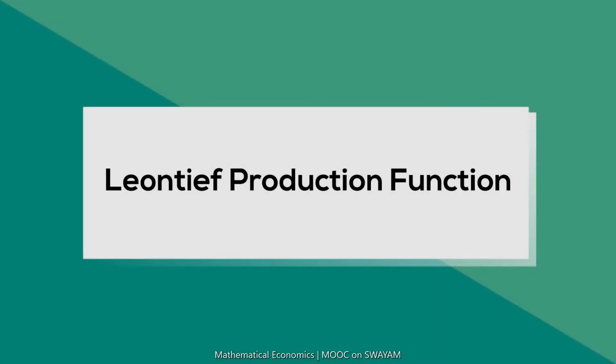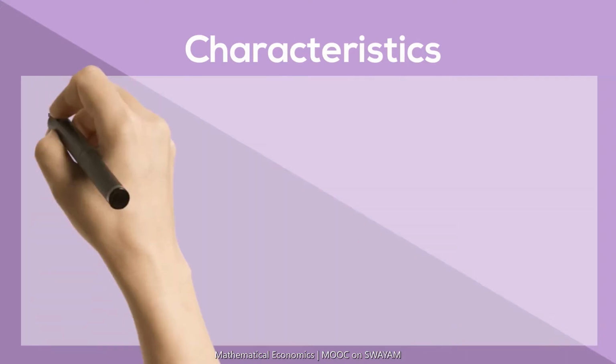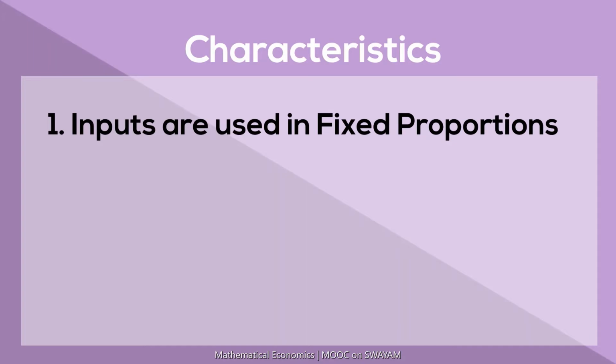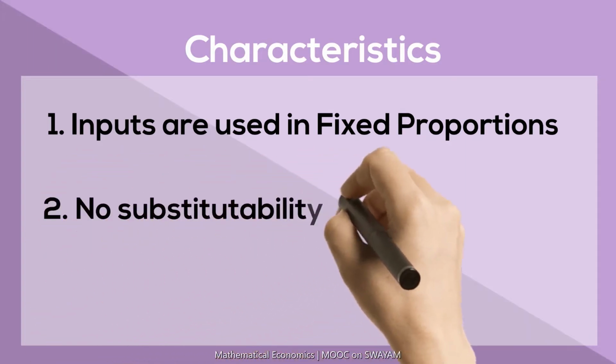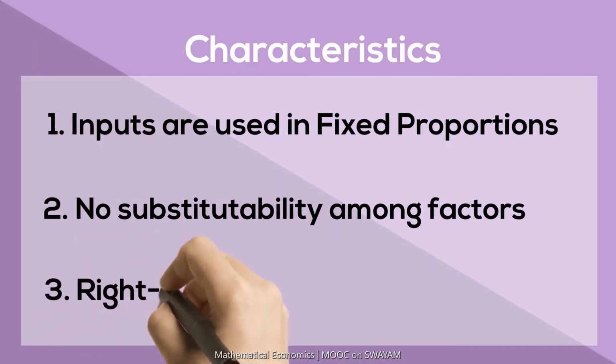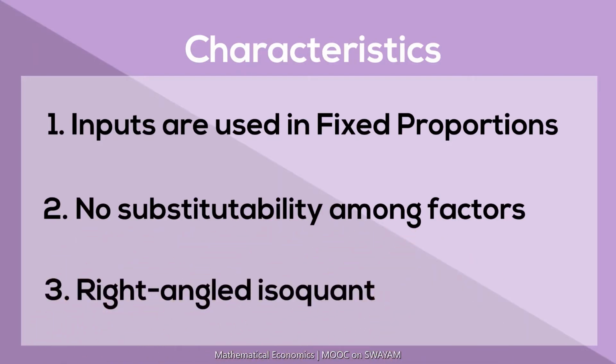The Leontief production function has the following characteristics. Inputs are used in fixed proportions. There is no substitutability among factors of production, and the isoquant is right-angled.